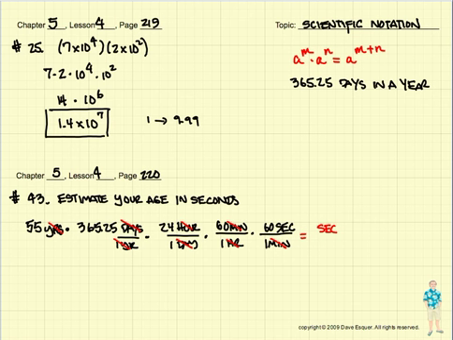So I need to break out a calculator. So my calculator looks like it's going to be 55 times 365.25 times 24 times 60 times 60, and that'll give me my seconds. So let's break that into my calculator.